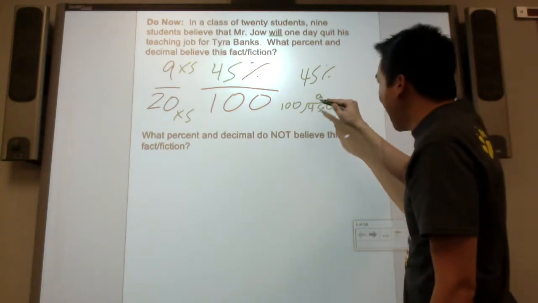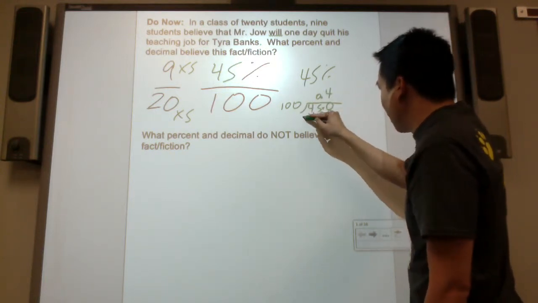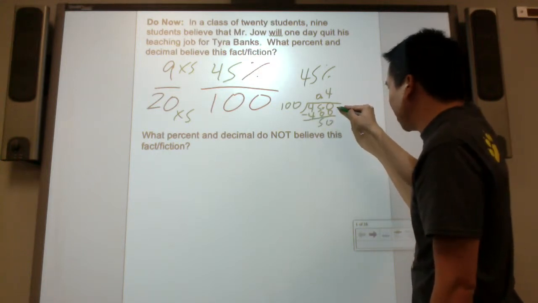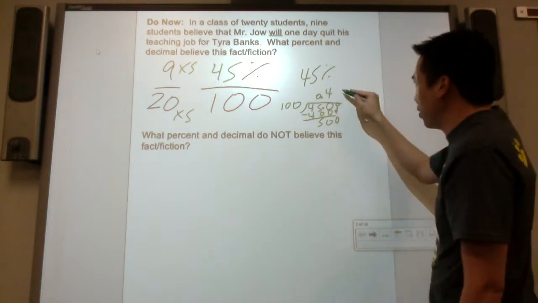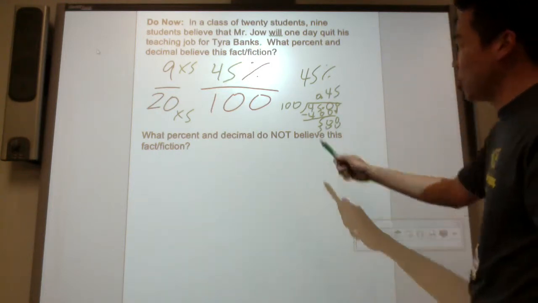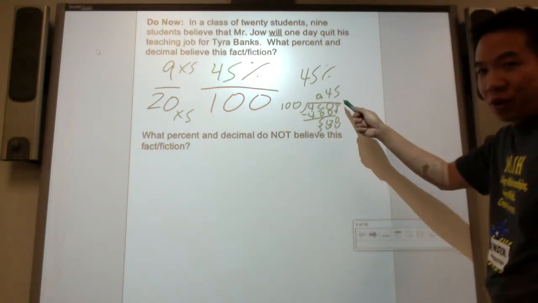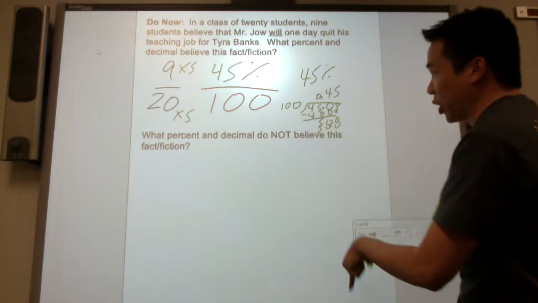Put a decimal point. How many hundreds go in 450? 4 times. So the remainder is 50. I add another 0 to get rid of that remainder. And how many groups of 100 go in 500? 5 times. So the decimal equivalent is 0.45. So we have 45%, 0.45, 45 hundredths, and 9 out of 20. All 4 of these are equivalent.